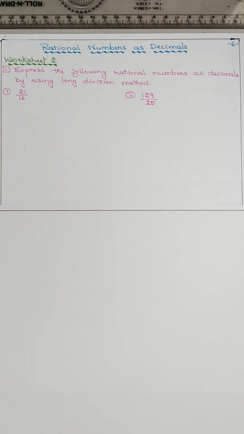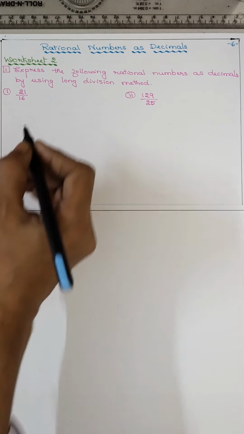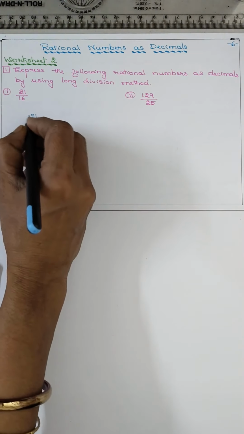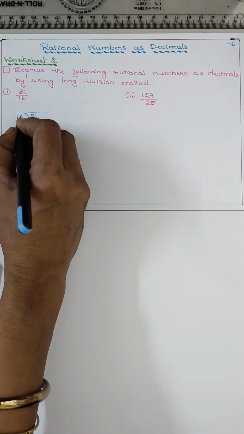We were discussing the lesson rational numbers as decimals. Now coming to worksheet 2. Express the following rational numbers as decimals by using long division method. So here we have to use the long division method. First it is 21 upon 16. So 21 divided by 16.